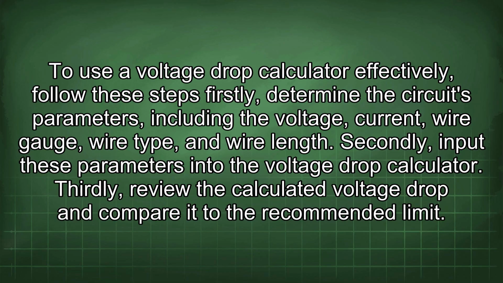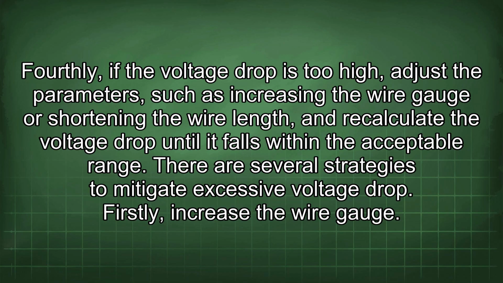Firstly, determine the circuit's parameters, including the voltage, current, wire gauge, wire type, and wire length. Secondly, input these parameters into the voltage drop calculator. Thirdly, review the calculated voltage drop and compare it to the recommended limit. Fourthly, if the voltage drop is too high, adjust the parameters, such as increasing the wire gauge or shortening the wire length, and recalculate the voltage drop until it falls within the acceptable range.